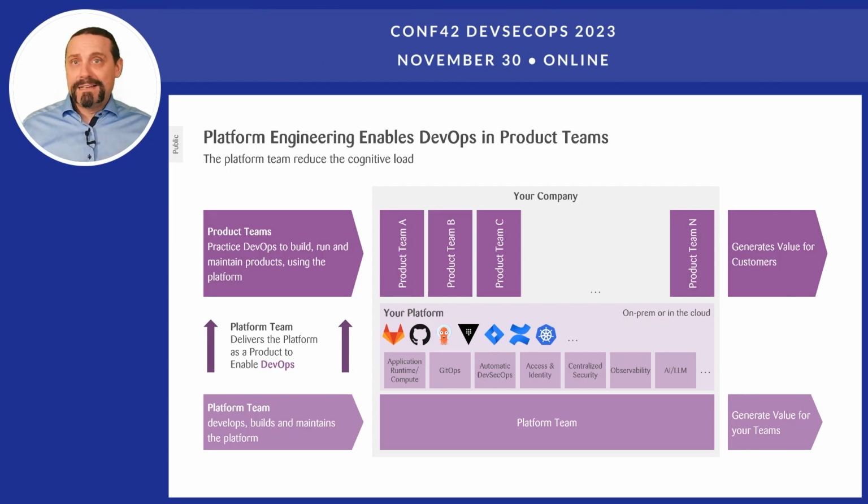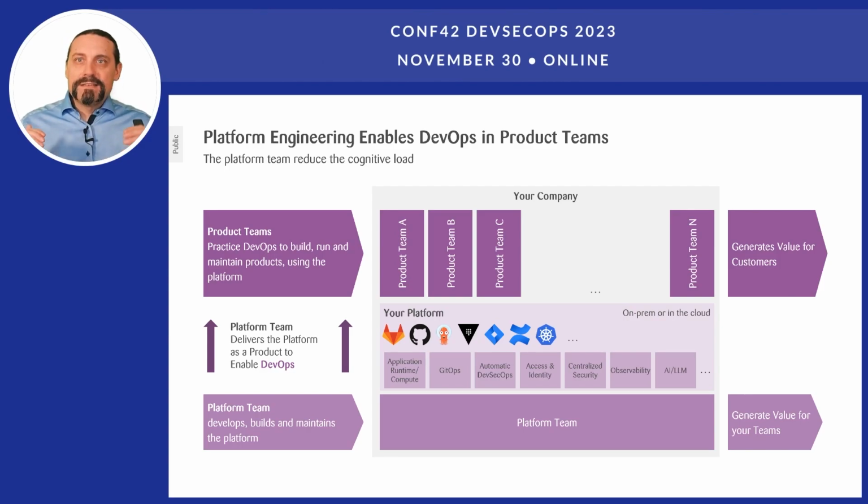You also have access and identity in there, centralized security with web application firewalls, gateways, and so on. And of course, the whole monitoring and observability stack is delivered by the platform. And of course, with such a platform, you can also implement funny things like AI and large language models. So this enables quite a lot.